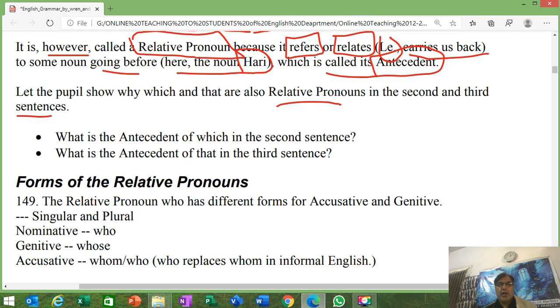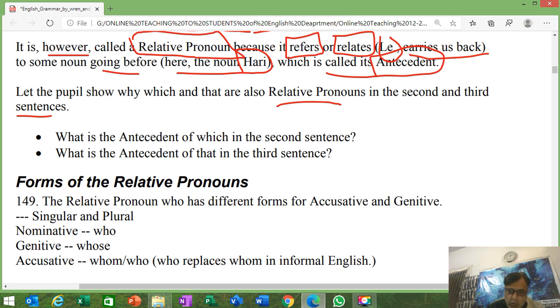So please, grammar is like maths, it has rules and regulations. Until and unless you discuss with each other, it will be very, very difficult. So please don't hesitate to ask me questions. I am at your disposal. I am here for you, right?